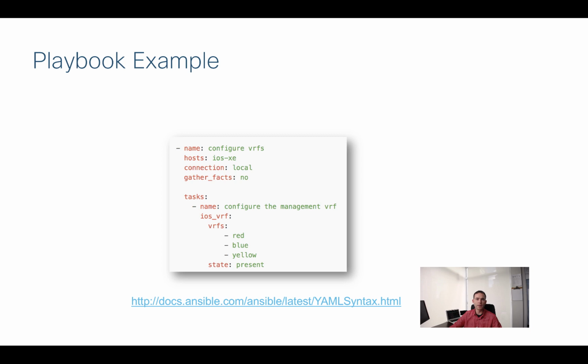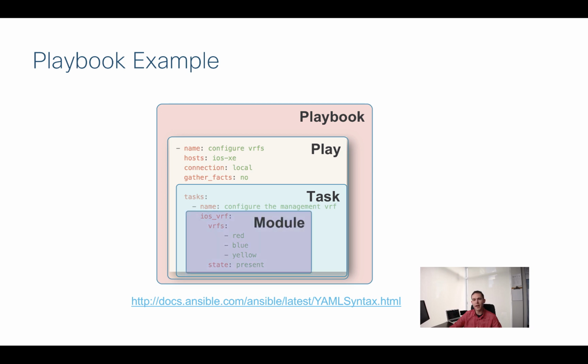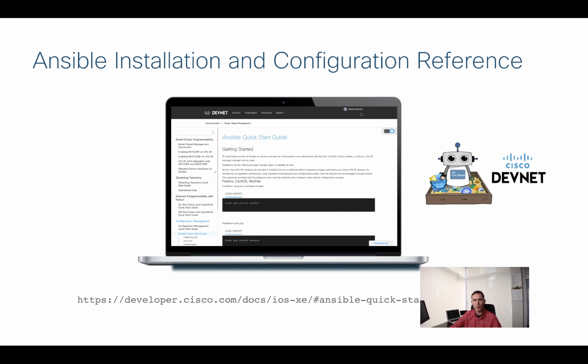But here's an example of a playbook. So as I draw this slide, we have the entire playbook listed here, and then that's the play. So the actual configuration is the play. Within that, we have a task. So the specific task in the example here is to configure a management VRF. And how we're going to accomplish that is by using this module, and that's going to be by using the iOS VRF module, for example.